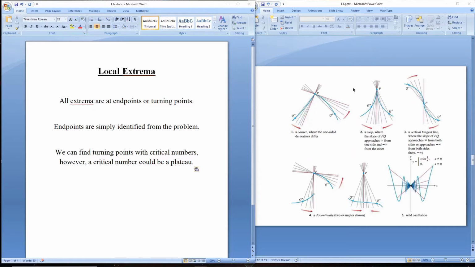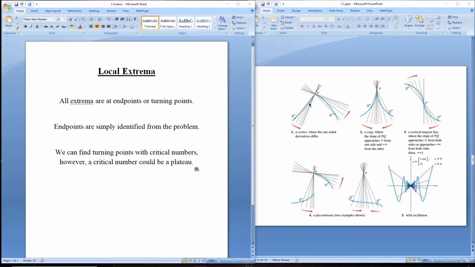So I want to show this picture that's in your book. And I really want to focus just on the top 3 here. None of the problems we're going to be dealing with have gaps. So like number 4 is gaps. We're not going to have any wild oscillations. But I do want to focus on these top 3. So they have 1 and 2. They call 1 a corner, 2 a cusp. I mean, that's fine. I like to, in general, just call these sharp corners.